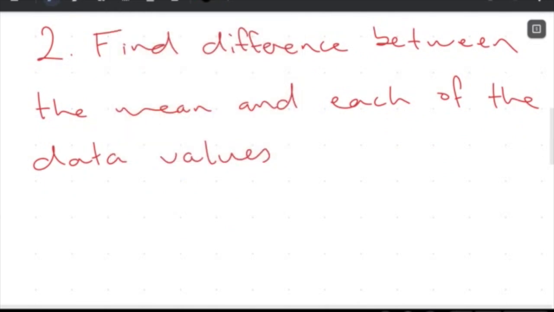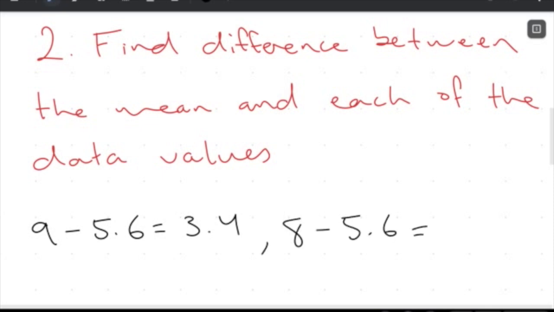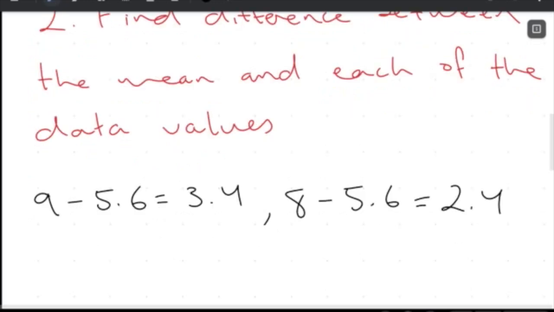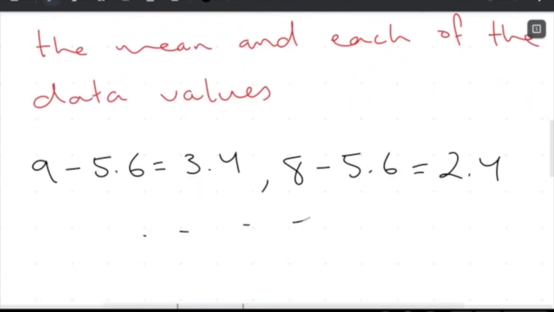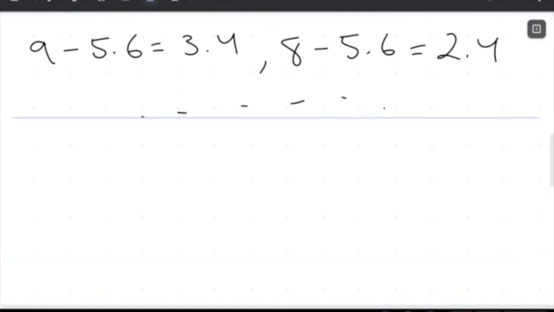So here we have 5.6. We'll start from the largest value. So we have 9 minus 5.6, that gives me 3.4. We have 8 minus 5.6, that gives me 2.4. And we're going to keep going for all of these data points. I'll let you have a go at that, but just so we can be conscious of time, we'll move on to the next step.